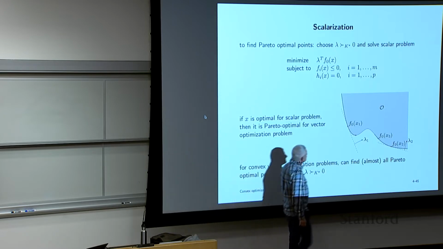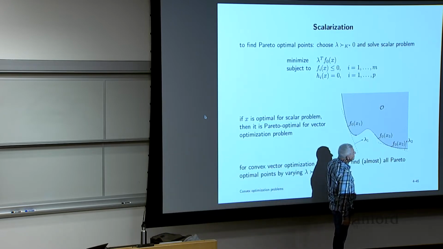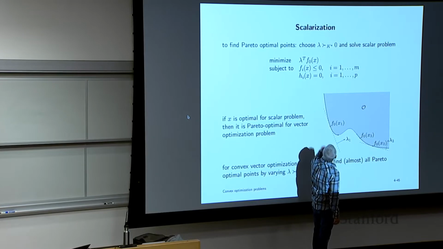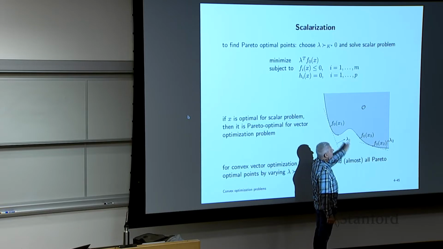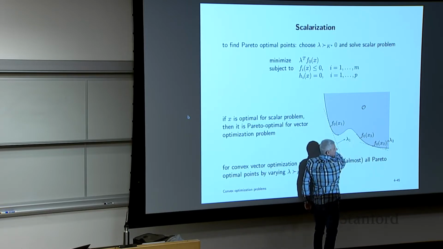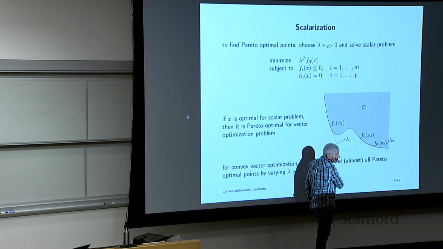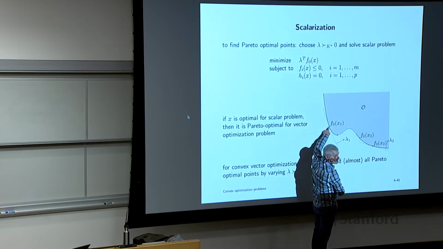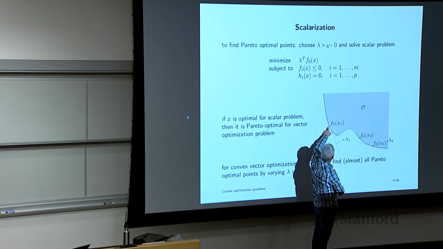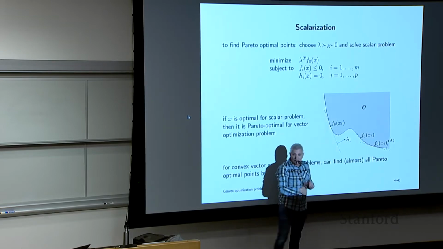It basically says, if here's O, let me look at level curves of lambda transpose f0 of x, right? Those are going to be basically hyperplanes in this O space. And then what you want to do is go as far as you can this way, right? And in this case, you would find this point. And sure enough, it is indeed an optimal point, right?